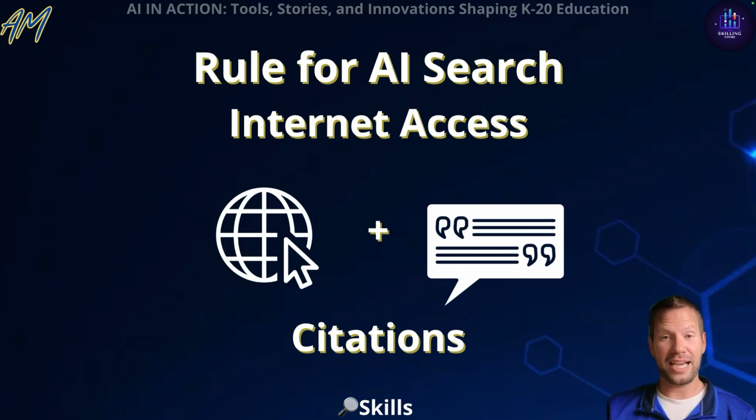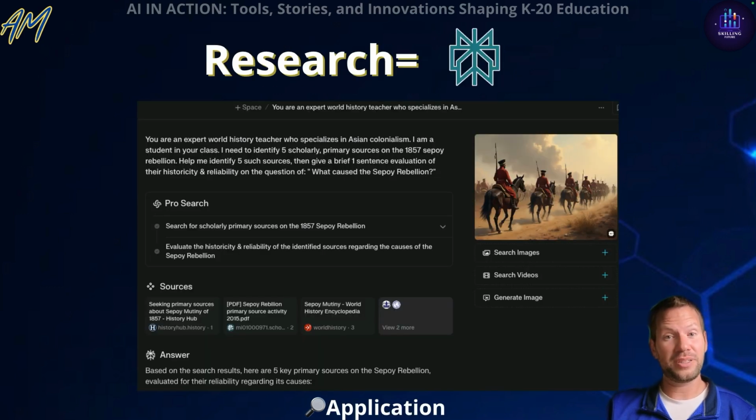The next skill after prompting, we need to figure out what are the research skills and how does that work with AI? I have a simple rule for you. If the tool you're using can access the internet and it can help you generate citations from those articles and websites it's finding, then you can use it for research. My favorite, Perplexity, like we mentioned in the tool section. It's also my students' favorite.